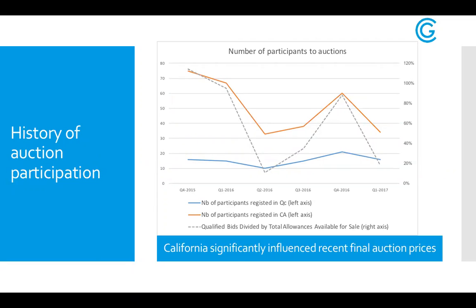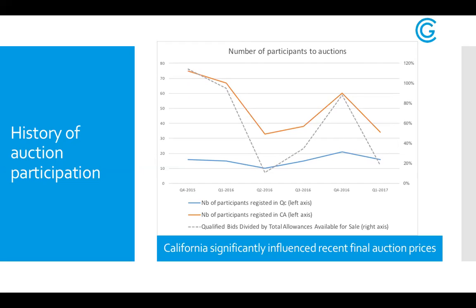But before that, we also want to highlight the dynamic that we've observed at the last auction and the previous one. So this is a graph where we see the number of participants from Quebec, the number of participants from California, and the percentage of all allowances being sold at the different auctions since Q4 2015. And what we see on this graph is that, of course, the orange line represents the Californian participants. And this one does fluctuate a lot over time. So we've seen as many as 80 participants a few years ago, and only barely more than 30 participants from California participating at the auction in February this year.